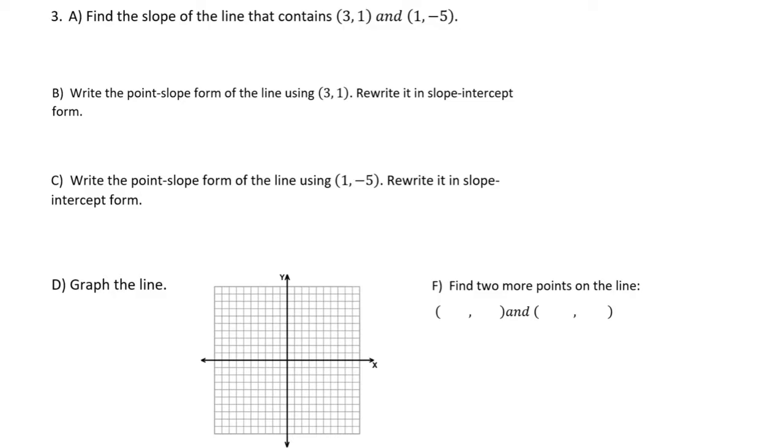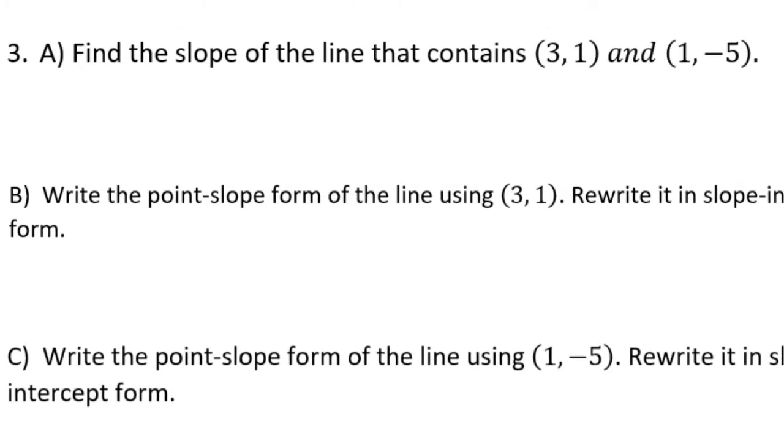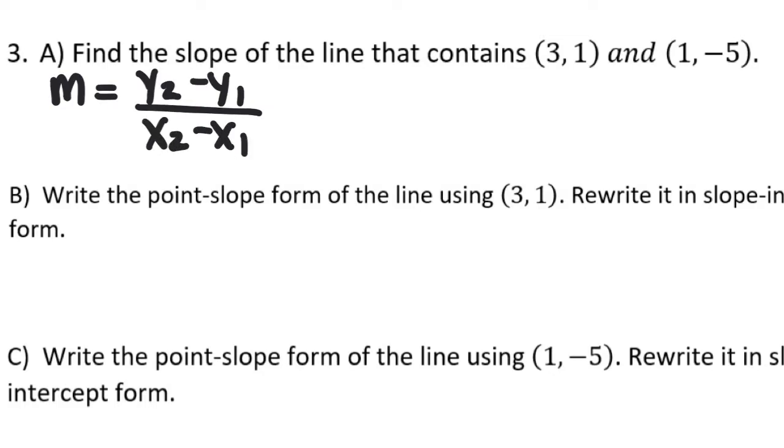In this example, we will review writing the equation of a line given 2 points. The first part of this example says find the slope of a line that contains the points 3, 1 and 1, negative 5. So if I zoom into just that part of the question, we can recall that the formula to find the slope from any 2 points is y2 minus y1 over x2 minus x1.